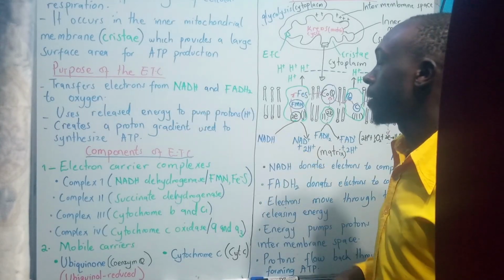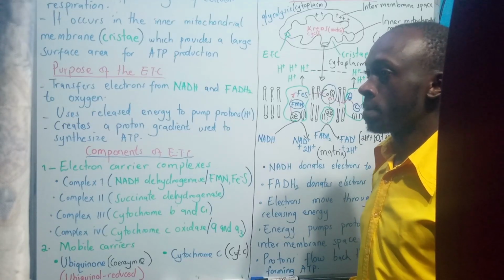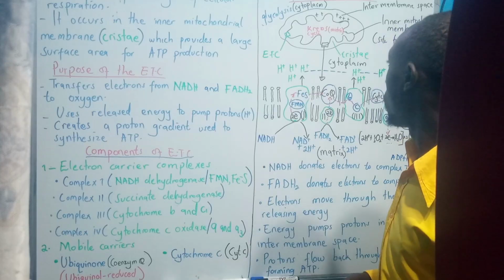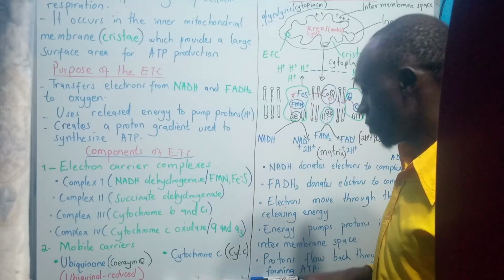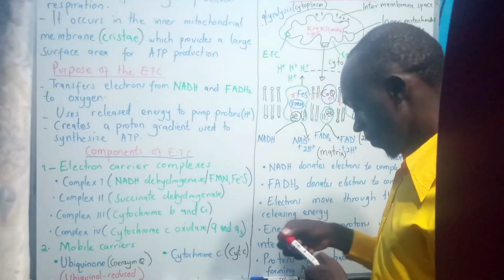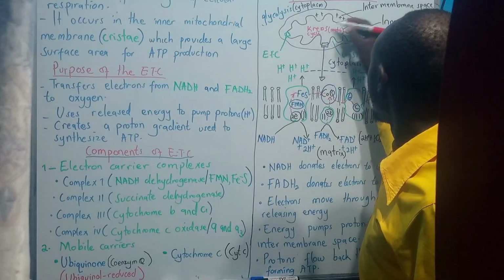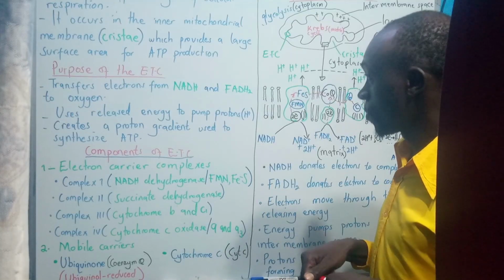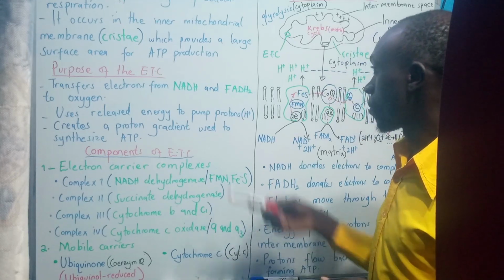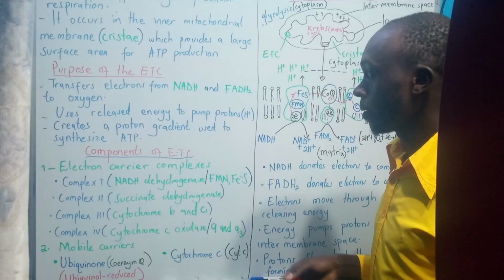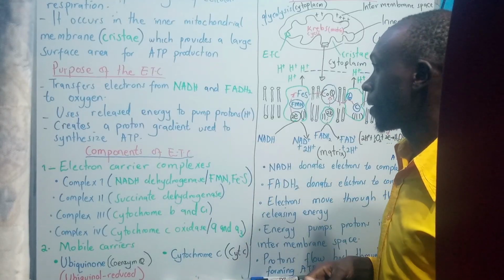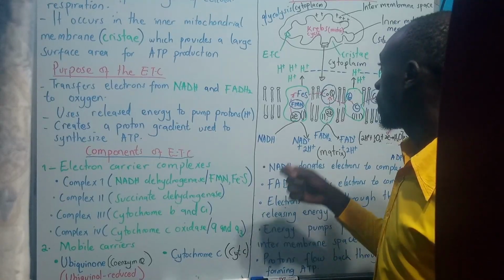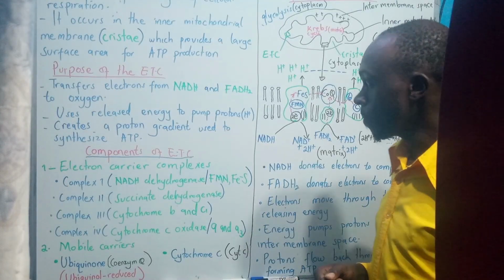And then reduced FAD, we don't find it in glycolysis, neither do we find it in the link reaction. We only find it in the Krebs cycle. So in the Krebs cycle, that is where we're going to find the reduced FAD. Reduced FAD is containing electrons. It is electron rich. So reduced NAD and reduced FAD are the major sources of electrons that are going to be used in the electron transport chain.